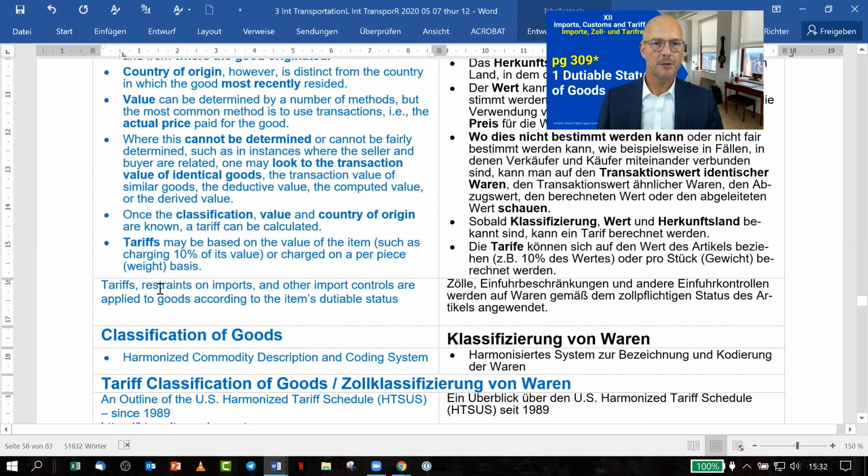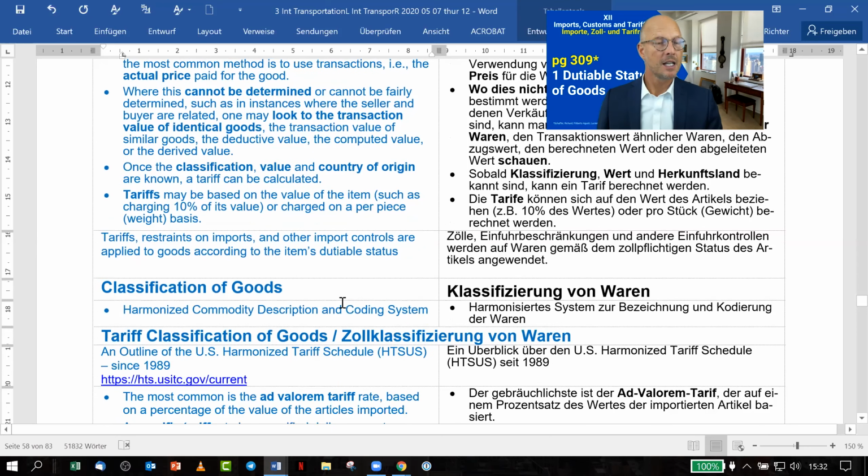Good. We have some tariffs, and of course we have restraints on imports and other import controls, and they are applied to goods always according to the item's dutiable status. And you see, classification is very, very important.